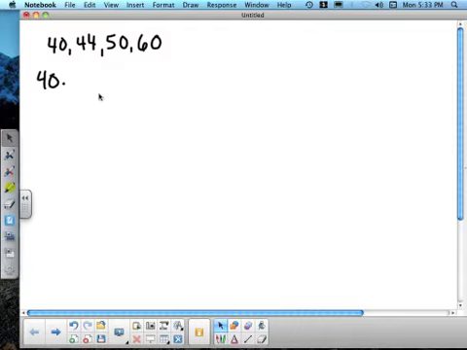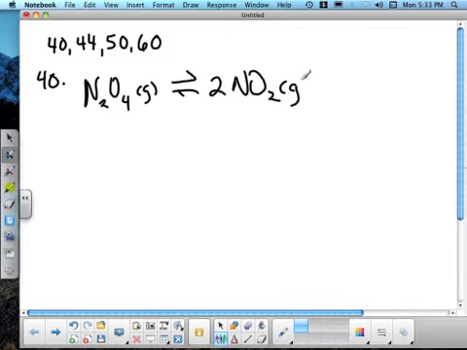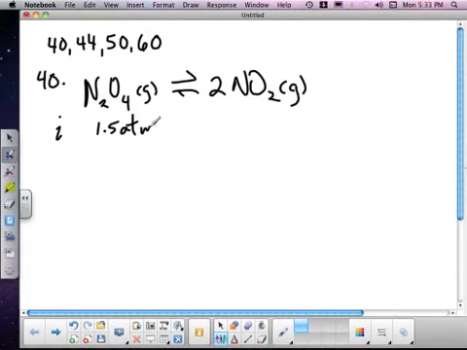It says a flask is charged with 1.5 atmospheres. So the first thing I'm going to do is write my equation. N2O4, and this is a gas, in equilibrium with 2NO2 gas. Then it tells me that I have 1.5 atmospheres of N2O4 and 1 atmosphere of NO2, so those are my initials. My initial concentration of N2O4 is 1.5, and my initial concentration of NO2 is 1.0 atmospheres.